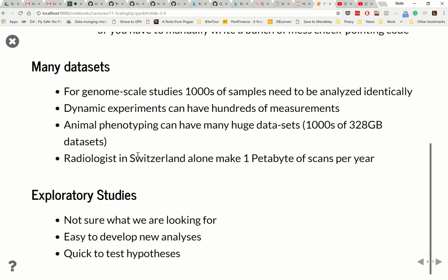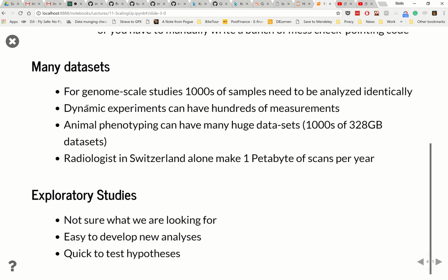The next use case for this is sort of many data sets, and so this is where you have kind of genome scale studies or time series studies where you'll have thousands of time points or thousands of different images that you're trying to analyze in exactly the same way. And so this involves being able to handle a large amount of data analysis in a very similar parallel manner.